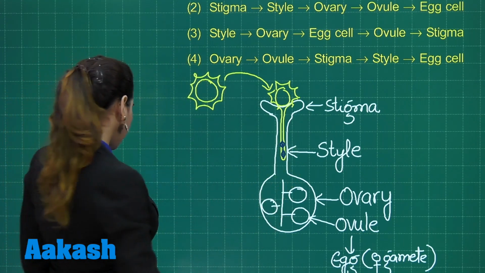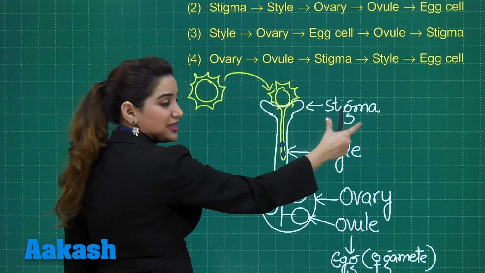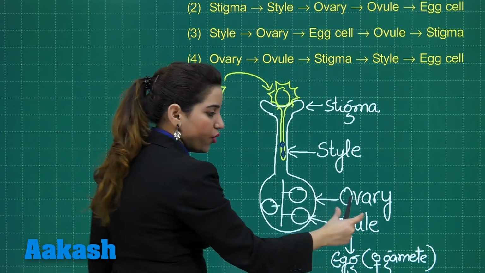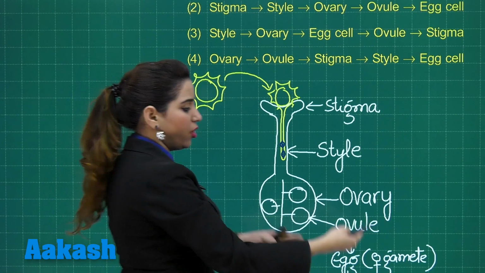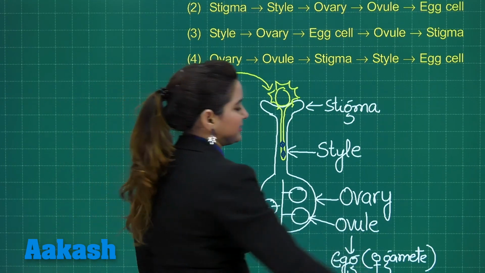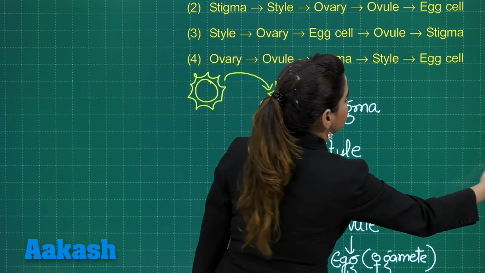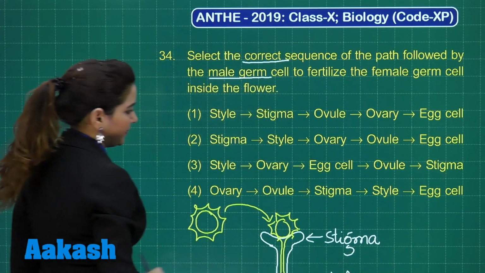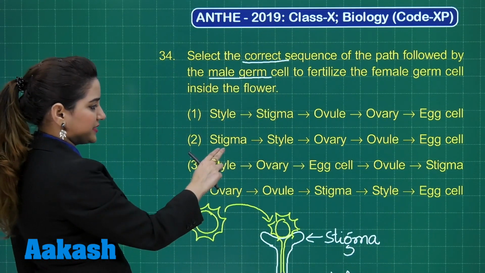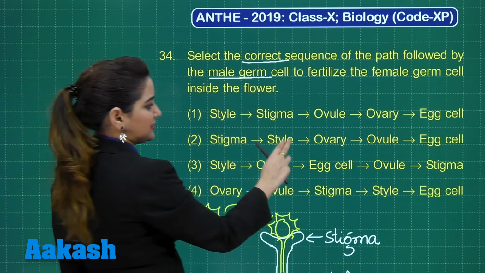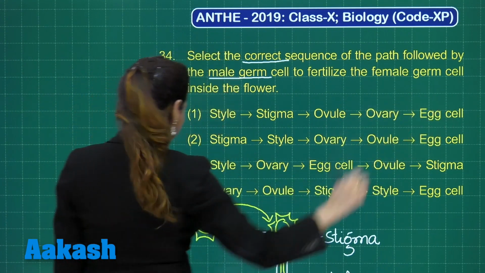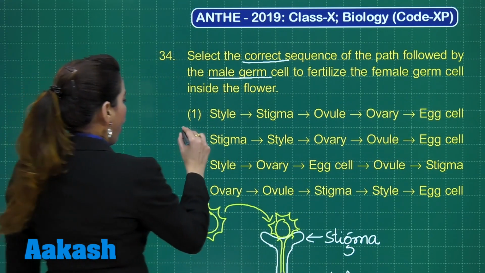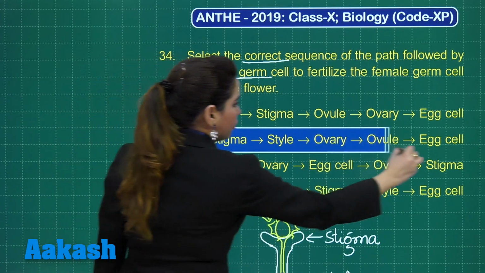So pollen grain will see first of all stigma, then style, then ovary, and then ovule, and inside the ovule we have female gamete, that is egg cell. So if we see the sequence, students, what is the right choice here? We should start from stigma, surely. Stigma, style, ovary, ovule, and egg cell. Clearly, students, option 2 is the right choice.